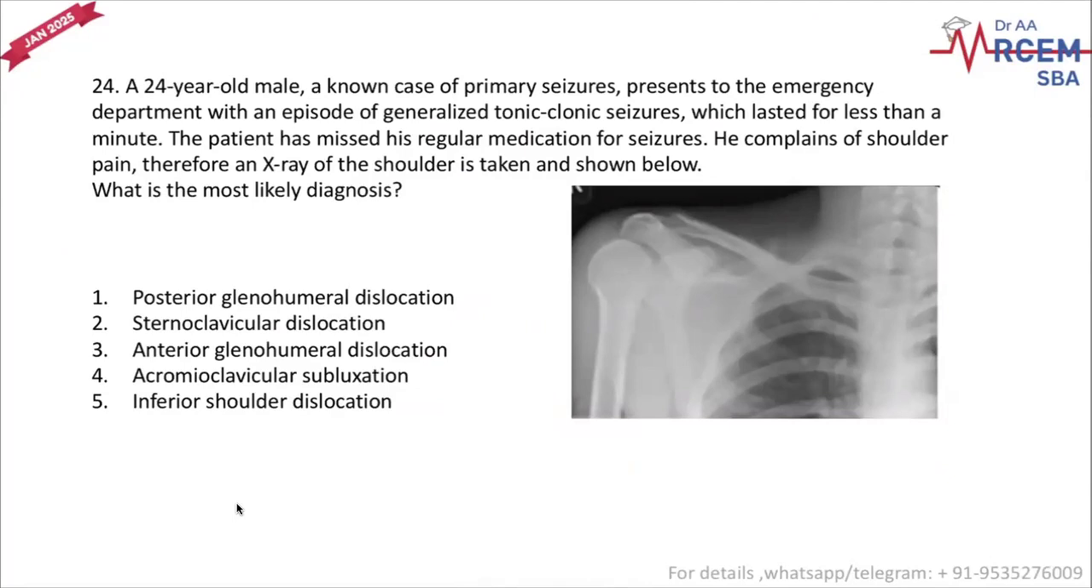Most likely diagnosis, it looks like a light bulb. It is known as the light bulb sign also because it is uniformly round here, suggestive of a posterior dislocation. Posterior dislocation is also known as posterior glenohumeral dislocation. So the right answer is the first one.